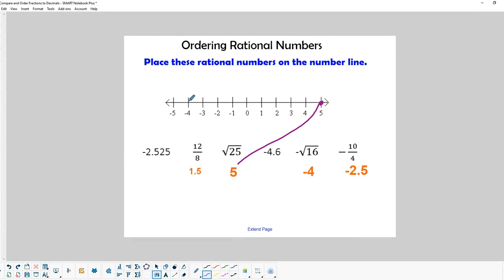-4, that's a pretty easy one. That's over here. So got a little arrow going there. -2.5, which would be right here. So that's that one. Then we got -4.6. So -4.6 is actually going to be right over here. We're a little lower than -4.5.